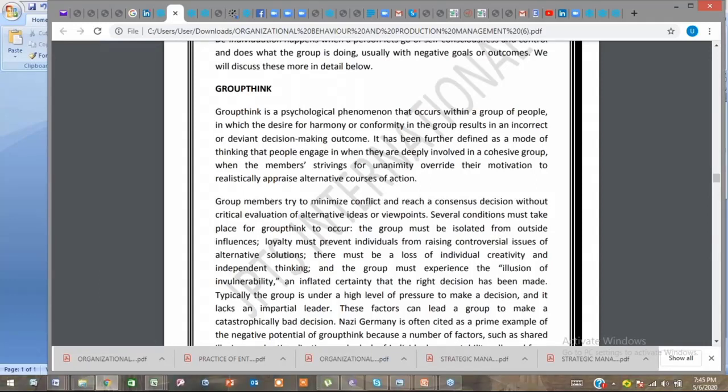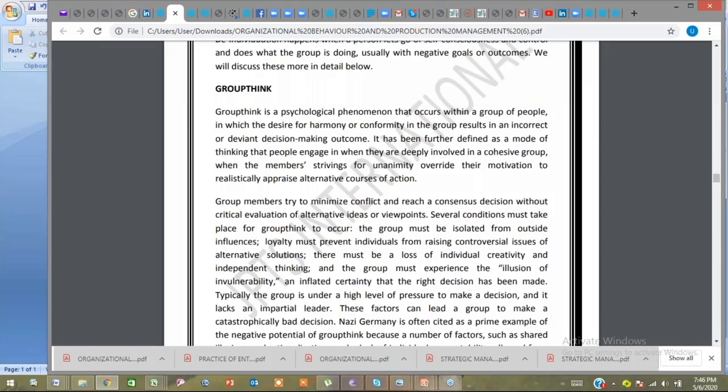Several conditions must take place for groupthink to occur. The group must be isolated from outside influence. Loyalty must prevent individuals from raising controversial issues or alternative solutions. See, these are things that happen in different groups. Usually, decisions taken by groups are not in the ultimate favor of all. So groupthink is when a decision is taken within the group, and that decision, of course, might not be the best.